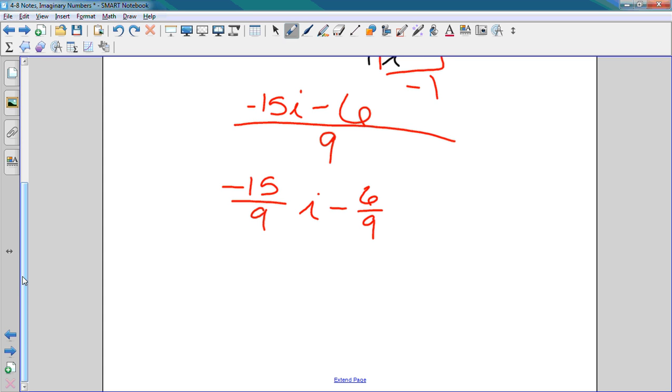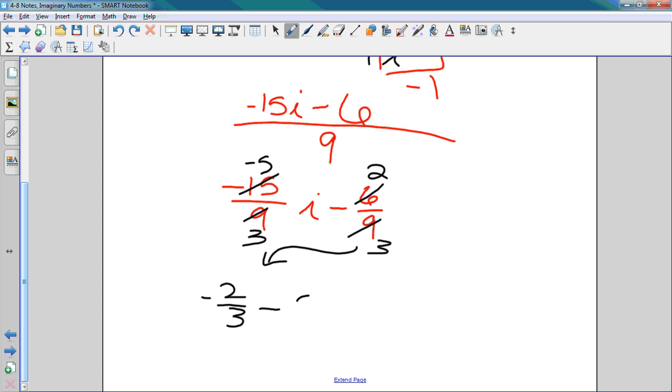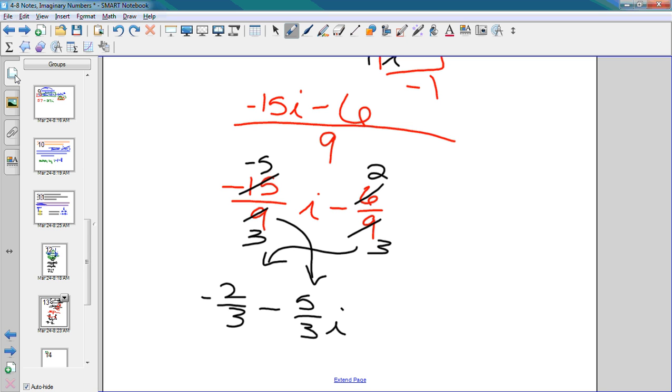Reduce your fractions. Divide both of these by 3. Negative 15 divided by 3. Now change the order so that I have real numbers first. So I have negative 2/3 minus 5/3 i. Are you with me? Almost done. Two more examples, I believe.